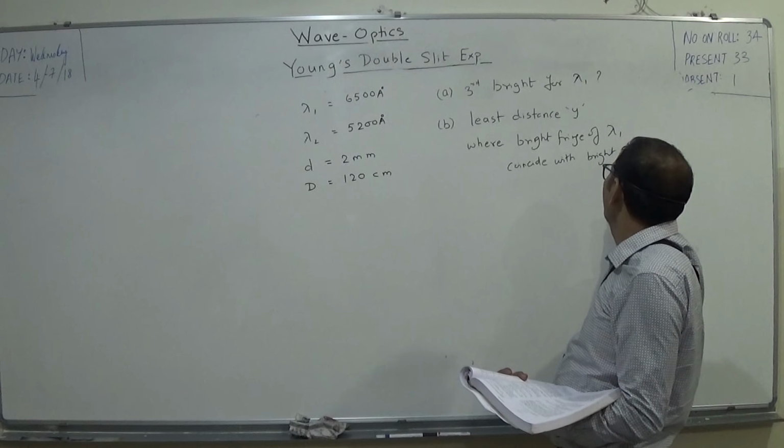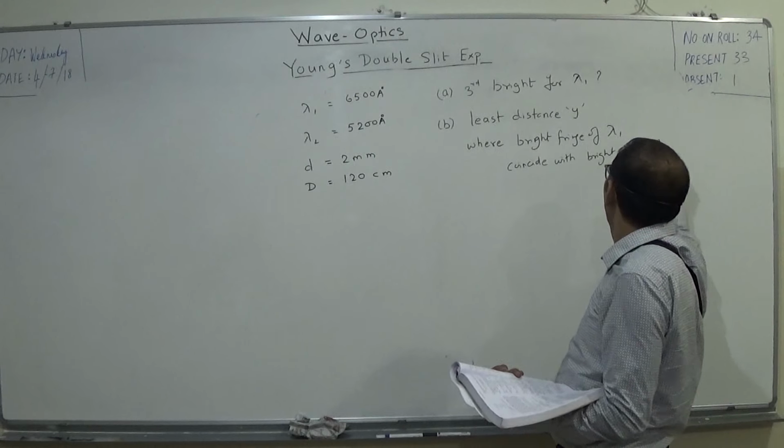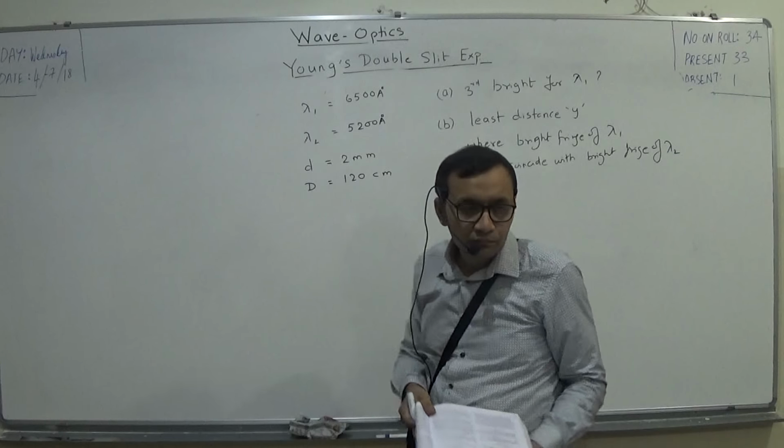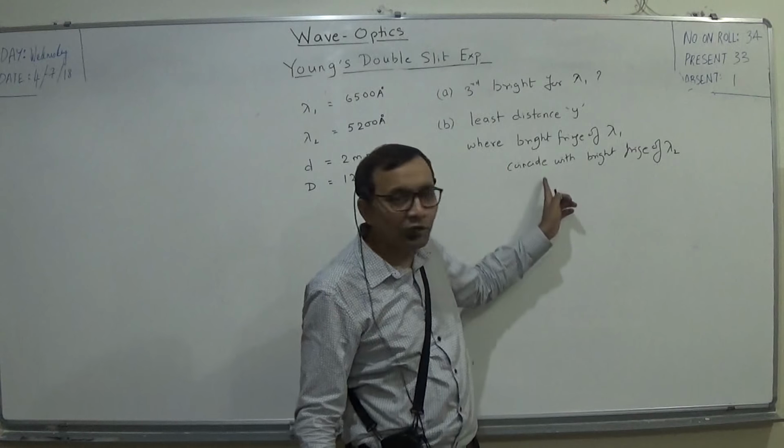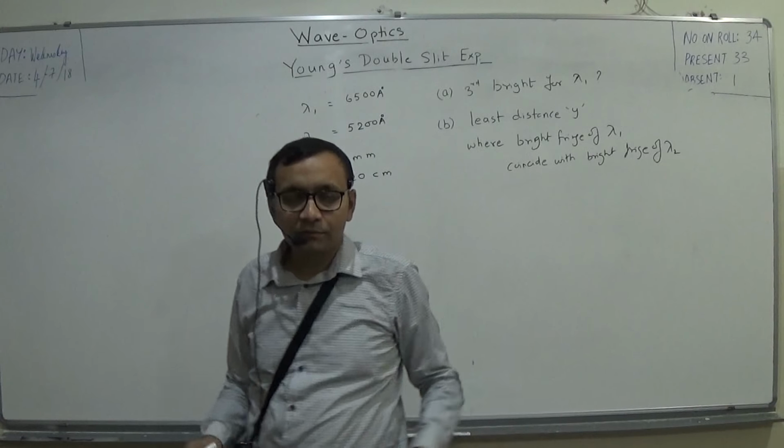Part B: find the least distance from the central maximum where the bright fringe of lambda 1 coincides with a bright fringe of lambda 2. Have you understood what is asked? B part.